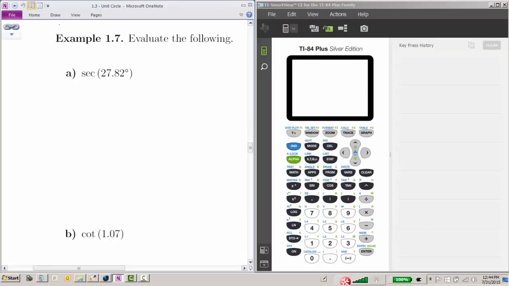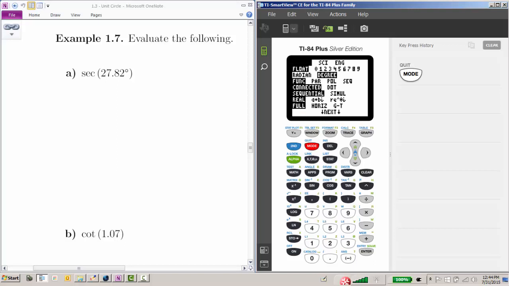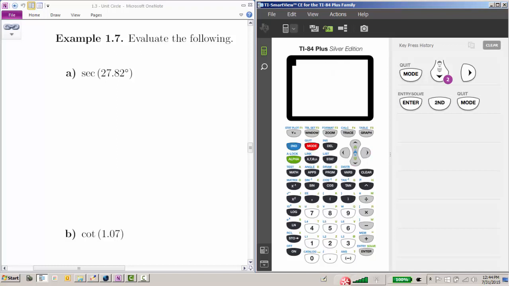So you'll notice that on our calculator we have the sine, cosine, and tangent buttons. There's no button, however, for secant or cosecant or cotangent. So when we want to evaluate, for example, the secant of 27.82 degrees, the first thing I will do is make sure I'm in the right mode, so I hit the mode button, and I make sure that degree is highlighted. If it is not already highlighted, I use my arrow keys until it's blinking, and then I hit enter. And then we can quit back to the home screen.